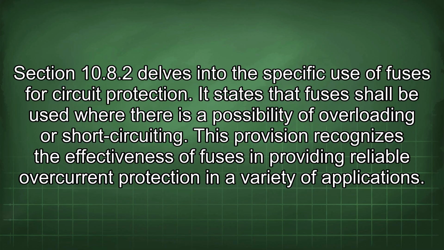Section 10.82 delves into the specific use of fuses for circuit protection. It states that fuses shall be used where there is a possibility of overloading or short-circuiting. This provision recognizes the effectiveness of fuses in providing reliable overcurrent protection in a variety of applications.